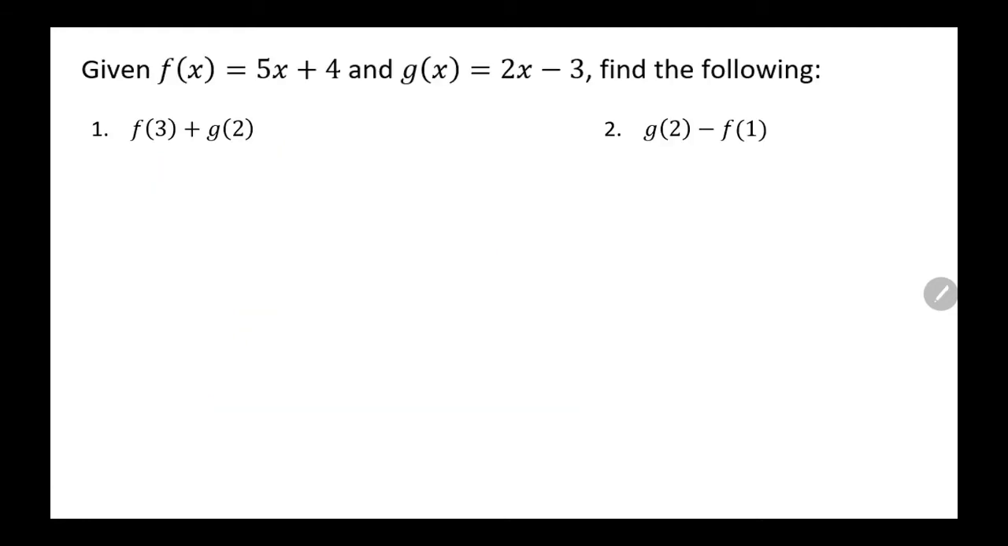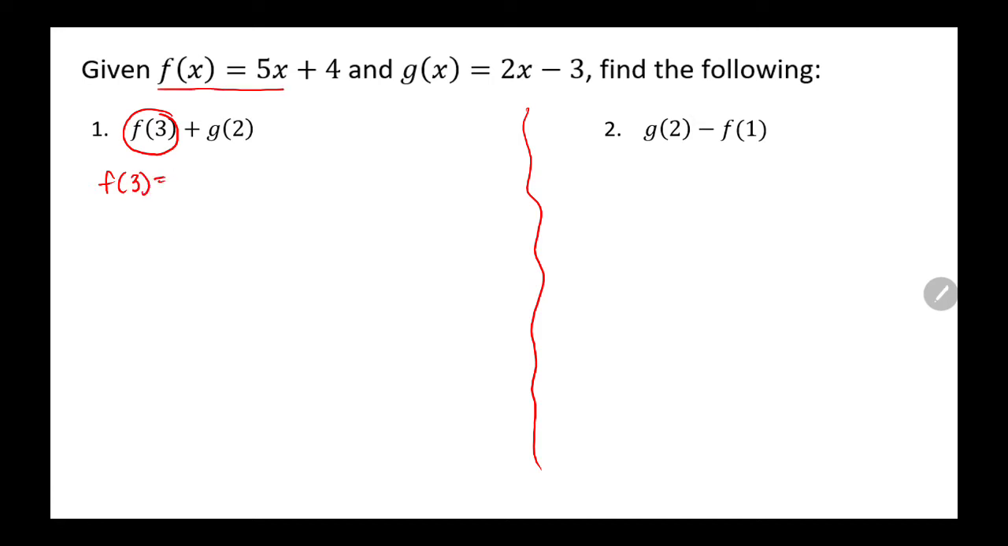Okay. So number 1 wants me to find f of 3 plus g of 2. This is back in unit 1. And I'm going to draw a line here, keep our numbers separated. But first, it wants me to find f of 3, and then I'm going to find g of 2, but we're going to take it one at a time. So initially, let's find f of 3. What does that equal?